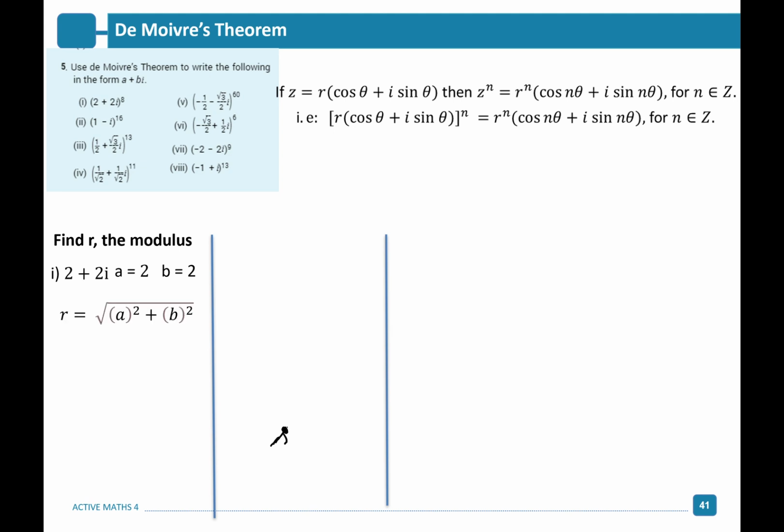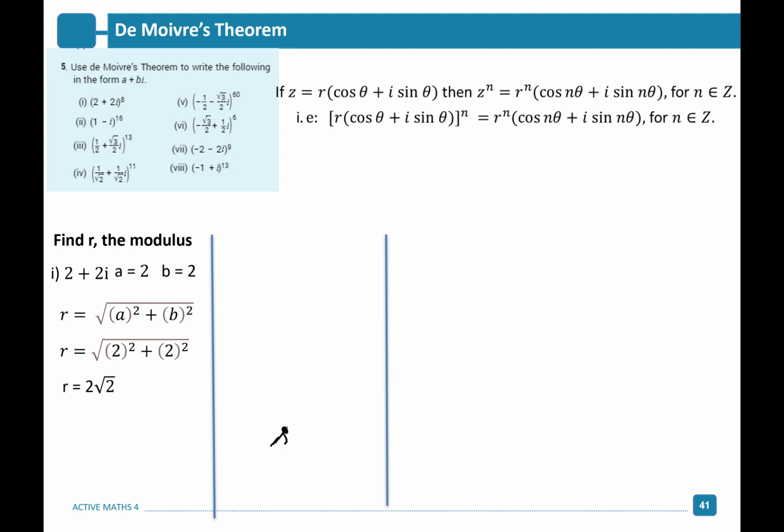To do this, the first thing we need to do is find the modulus. To find the modulus, we find the square root of a squared plus b squared, where in this case a is 2 and b is 2. Substituting these values into our formula gives us r is equal to the square root of 2 squared plus 2 squared, which simplifies to r is equal to 2 root 2. This is our modulus.